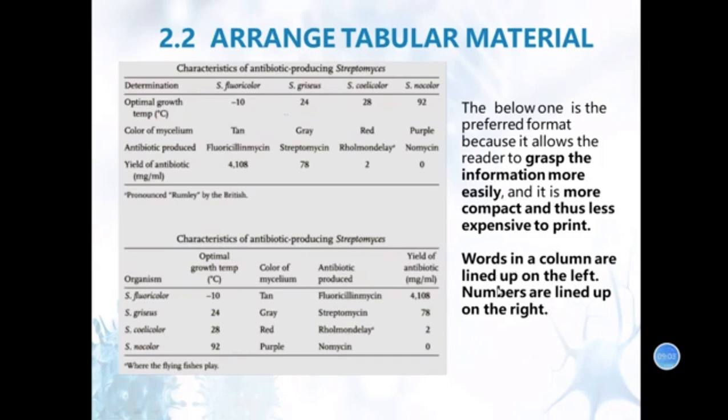Words in a column are lined up on the left. See? Numbers are lined up on the right. See? So the below one is better.